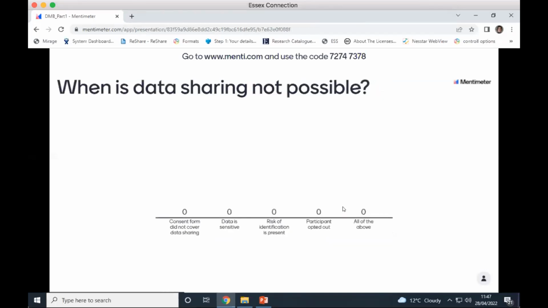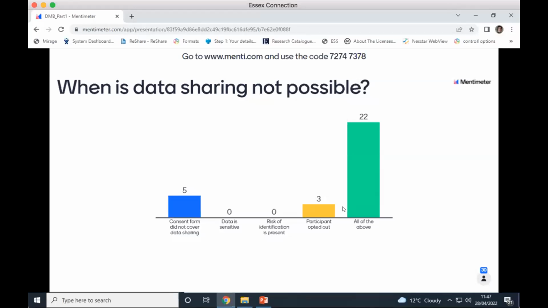Okay. The next question, when is data sharing not possible? So when the consent form did not cover data sharing, when data is sensitive, when there is a risk of identification present, when the participant has opted out, or all of the above. Okay, interesting. Interesting to see your responses.